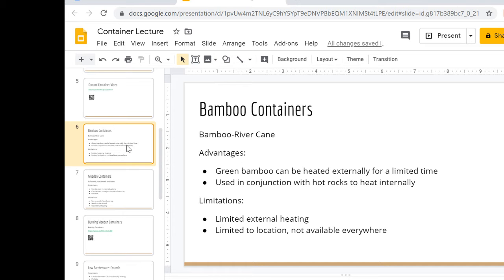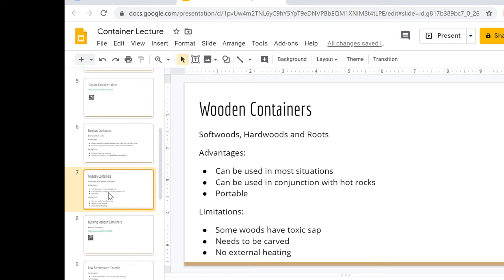Green bamboo can be heated externally for a limited amount of time. If you have the larger variety, you can use hot rocks and drop them in, or you can split them like a trough and heat water that way with hot rocks. So there's several methods that you can use with bamboo. The limitations are you're limited on how many times you can heat it externally, and you're limited to location. It's not going to be available everywhere in the world, so you'd have to be in an area that has bamboo.